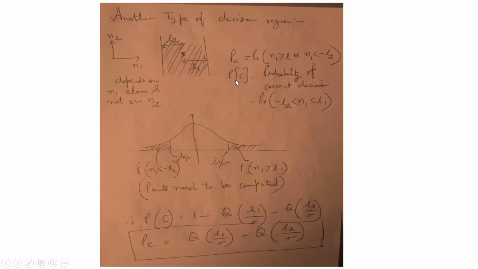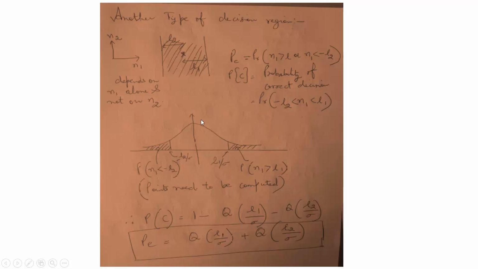The probability of making a correct decision is that we will make a correct decision if the received signal falls in this decision boundary. That means if minus L2 is less than n1 is less than L1, the noise component is such that the received signal lies within this decision region. So this is defined as the probability of minus L2 less than n1 less than L1. So this is the probability of making a correct decision.